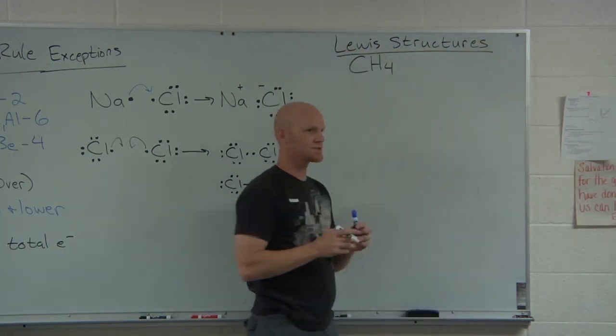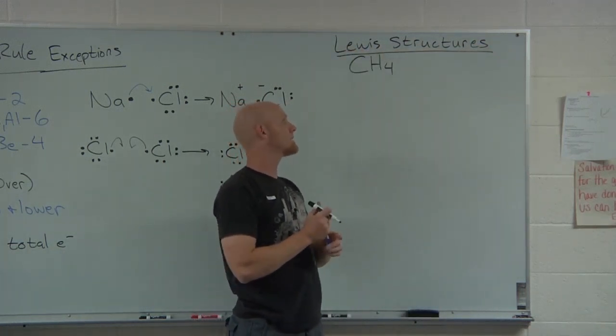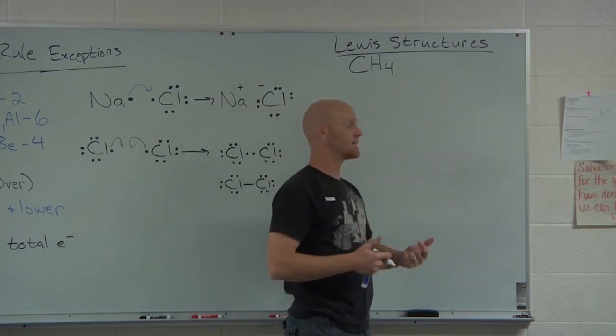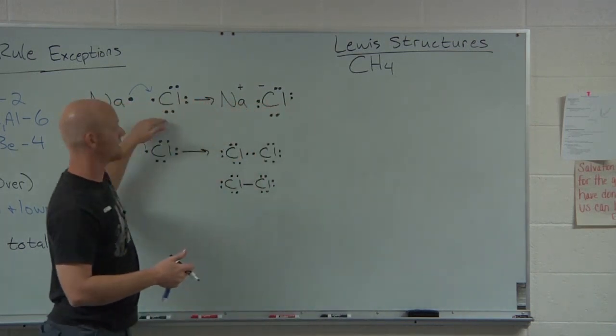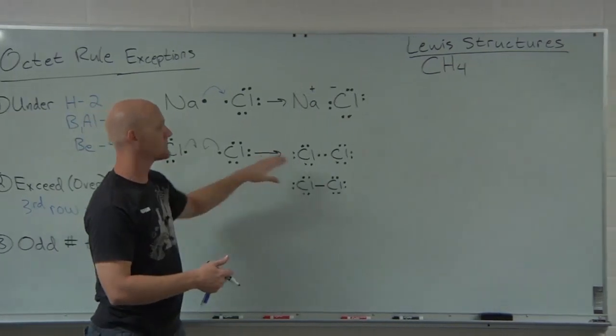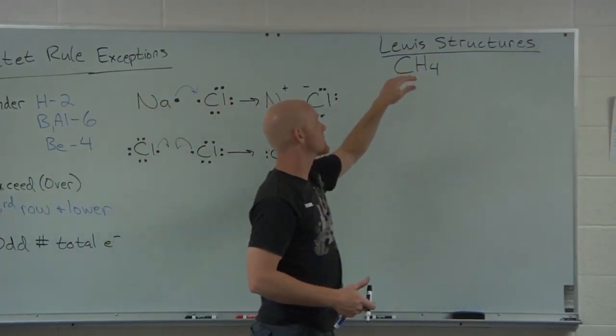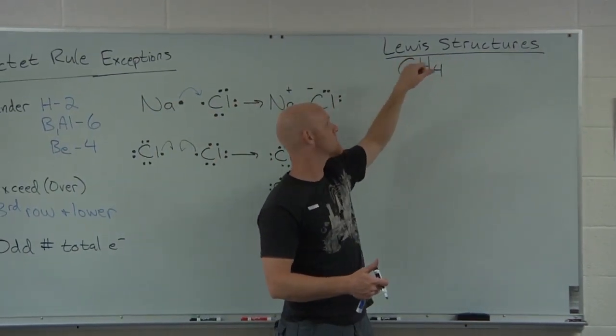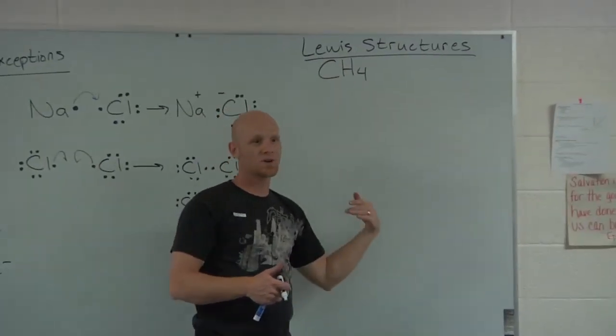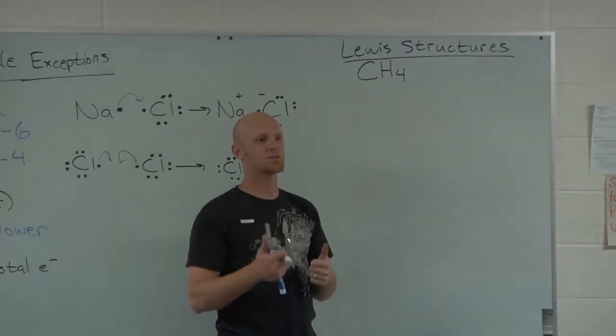We'll talk about Lewis structures. And again, we kind of looked at a couple of Lewis dot structures already, the examples we did with NaCl and Cl2 molecules and stuff like that. So we've already kind of set the groundwork here. But Lewis structures, or Lewis dot structures, only contain the valence electrons.